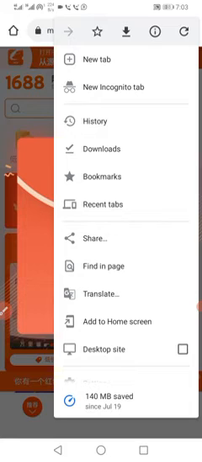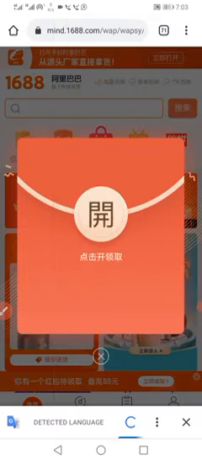Based on the upgrade that went on the 1688, if you can't find your translate option here, then that means your Google Chrome is outdated. You have to update your Google Chrome. That's one of the changes made to the 1688 platform. If your Google Chrome is not updated, then this translate option will be missing. So I will be clicking on translate.